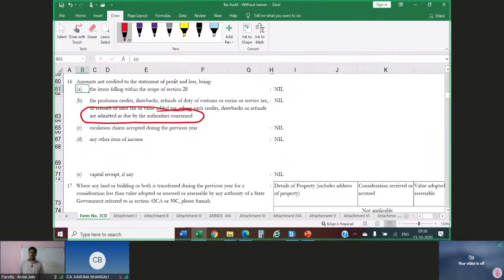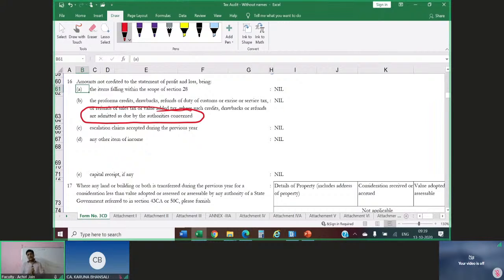Now in this context, another point which is important is to know whether that grant or that credit or drawback or refund was admitted as due by the authorities concerned or not. Because in relation to some of these receipts or some of these amounts, there are various stages through which all of these refunds will go through. So for example, a drawback is a kind of incentive which is provided. It's a kind of grant which is received by the entities.